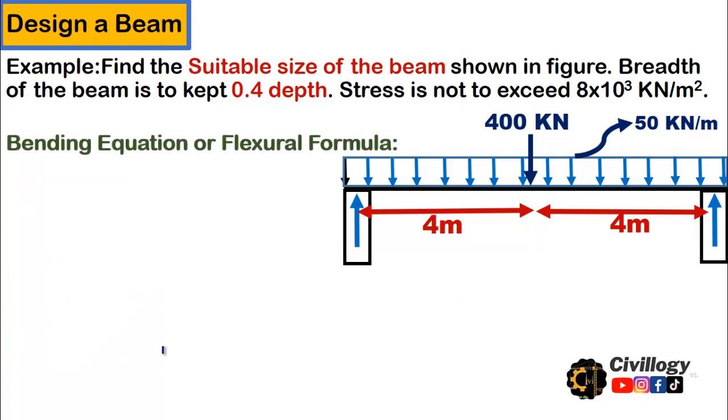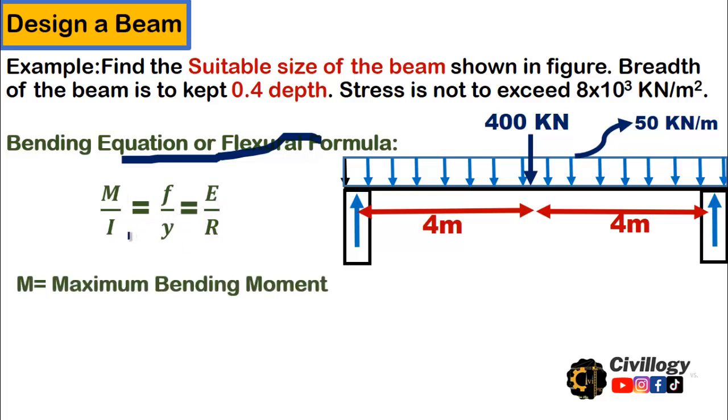Now proceeding towards the next step. For simplifying this equation, or to deal with these types of situations, we need to use the bending equation or flexural formula, okay. The flexural formula is M divided by I is equal to F divided by Y is equal to E divided by R. Now M is the maximum bending moment, I is the moment of inertia.